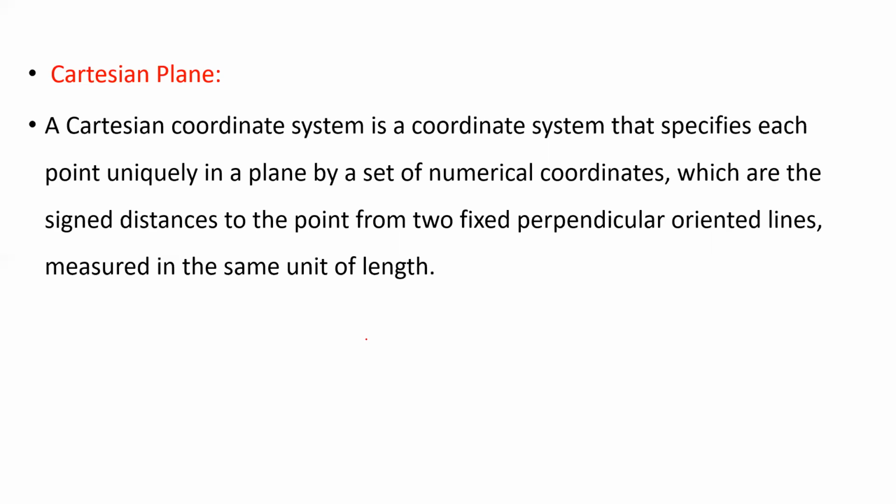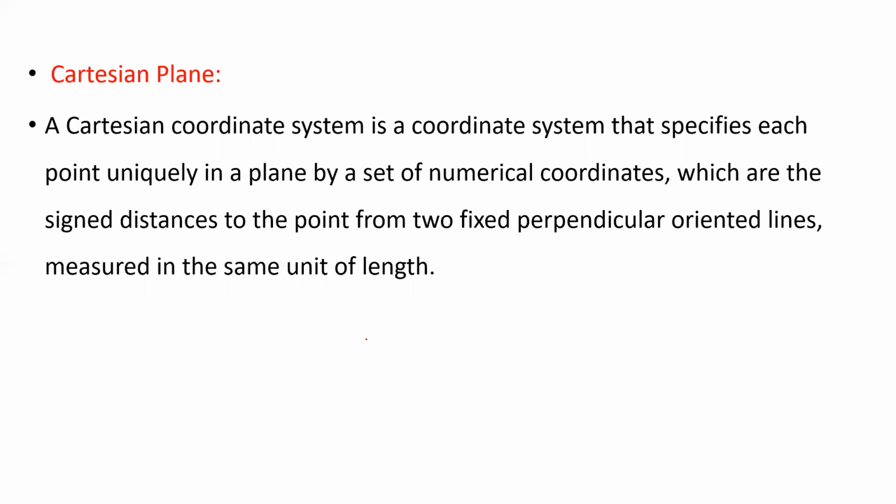Here I'm giving you a clear definition of the Cartesian plane. A Cartesian plane coordinate system is a coordinate system that specifies each point uniquely in a plane by a set of numerical coordinates. Hope you understood now. So each point has a unique pair of values here, like how we marked (3, 4) and (-2, 2). So each point has two coordinates, x and y.